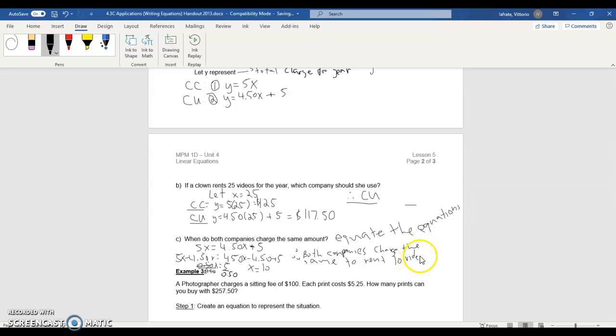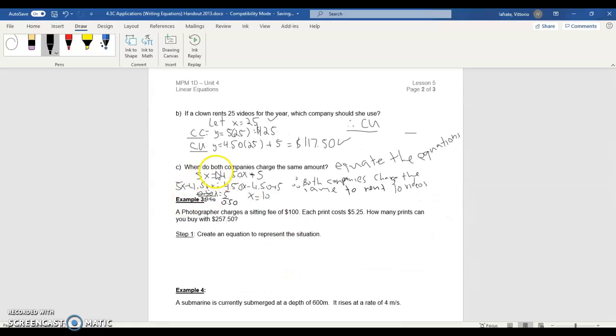So in the previous question, from the previous video, we saw that if you want to rent 25 videos, you were better off going with the Clowns United. But at 10 videos, it doesn't really matter which company you go for because they cost the same. So you could figure out, if you want to do 8 videos, which one costs you more or less, and choose the best company. So this is an excellent application of these equations and solving for these variables. Let's try example 3 next.